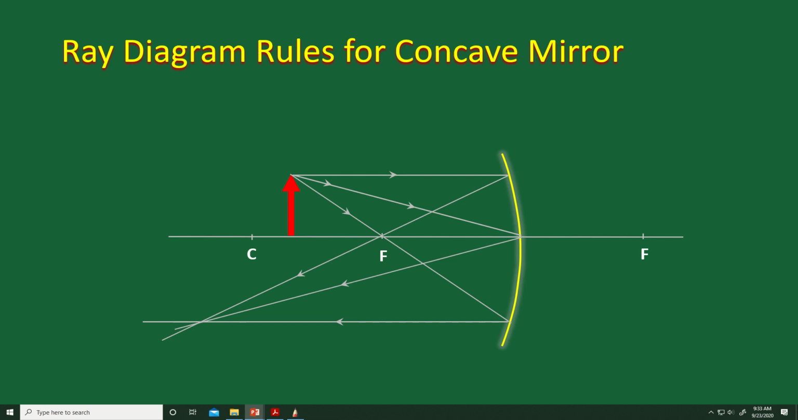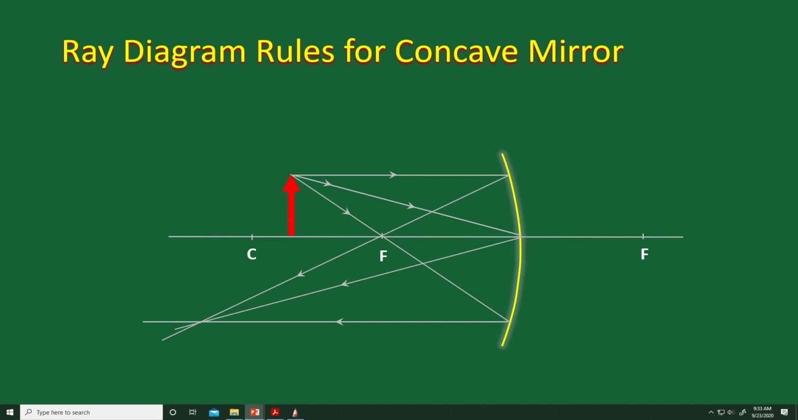And then you need to see where the rays intersect. So you see we have three rays here. This ray, that ray, and this ray. They are all intersecting at the common point. And that point would be the point where the image is formed.